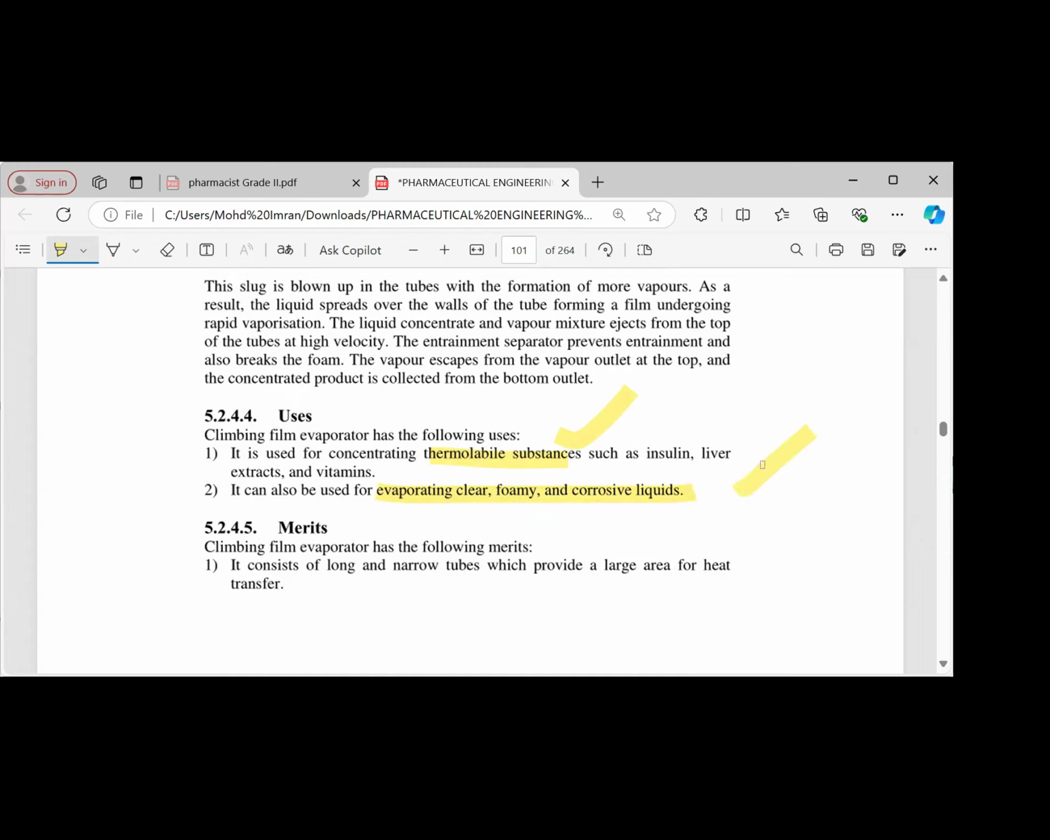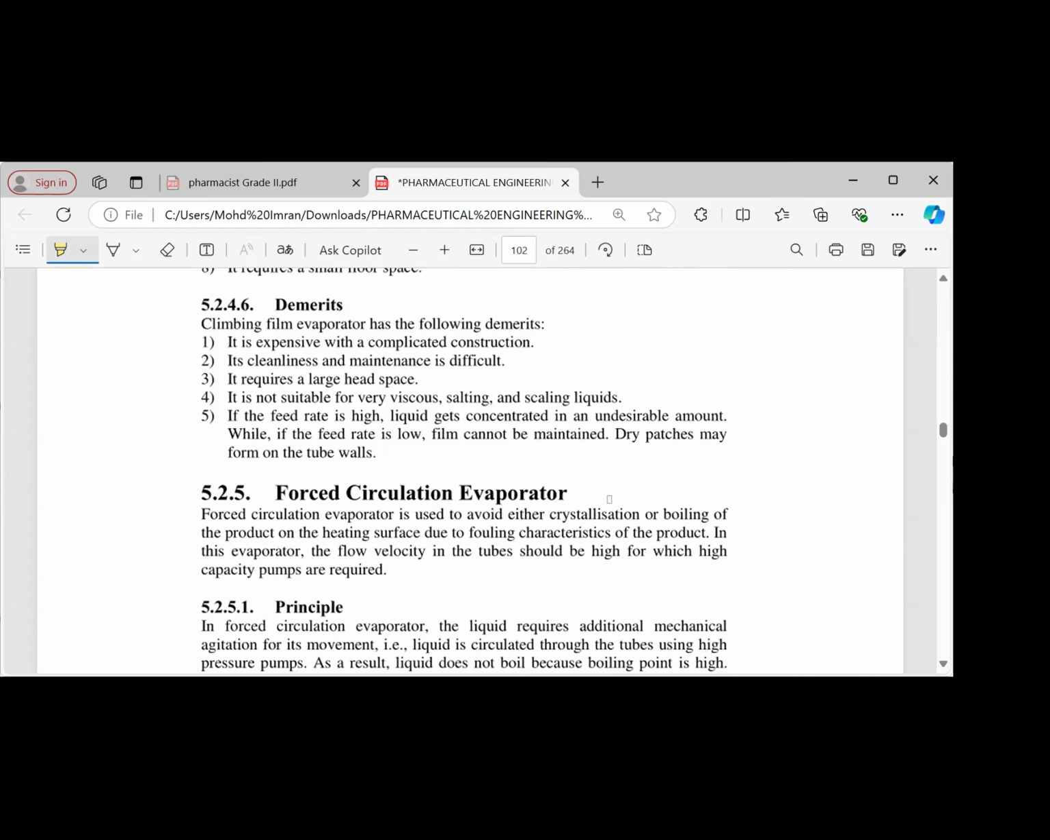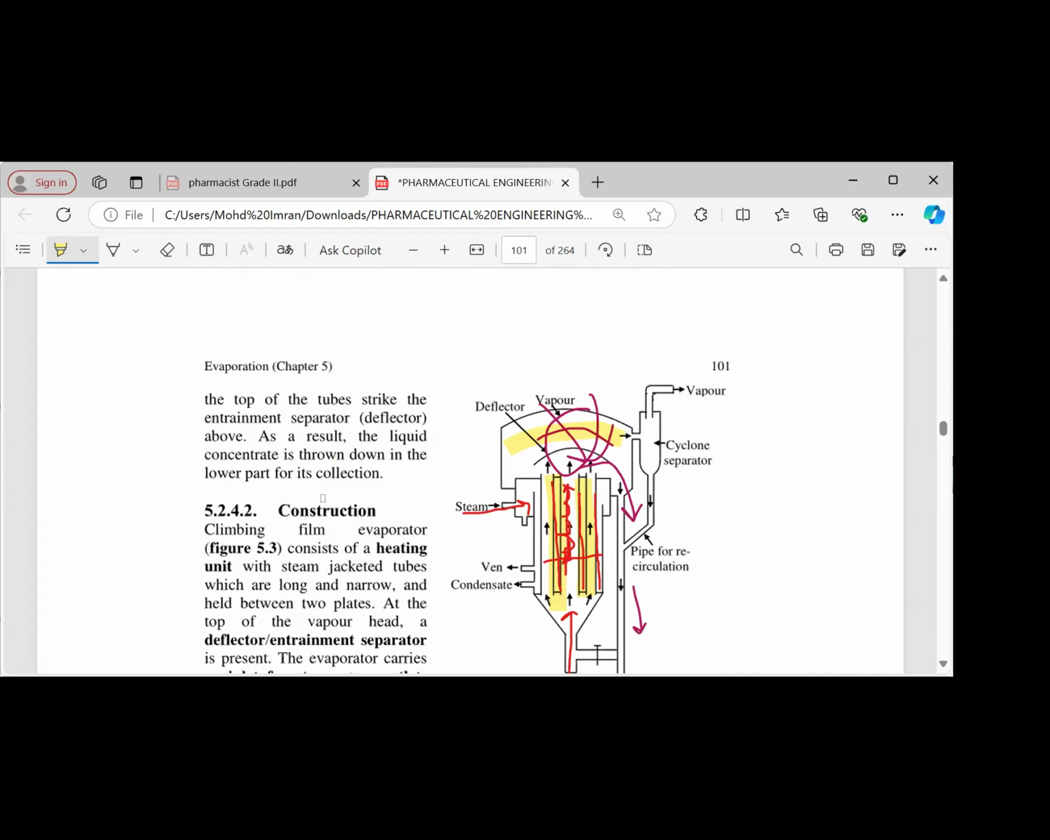We discussed that the steam jacketed kettle and horizontal tube evaporator are not used for corrosive liquids, but this can be used, right? There are also demerits: a large head space is required. Maintenance and cleaning is a very cumbersome process. It is expensive with complicated construction. Not suitable for viscous, salting and scaling liquids. Viscous liquids also do not suit this. So these are the limitations of the climbing film evaporator.